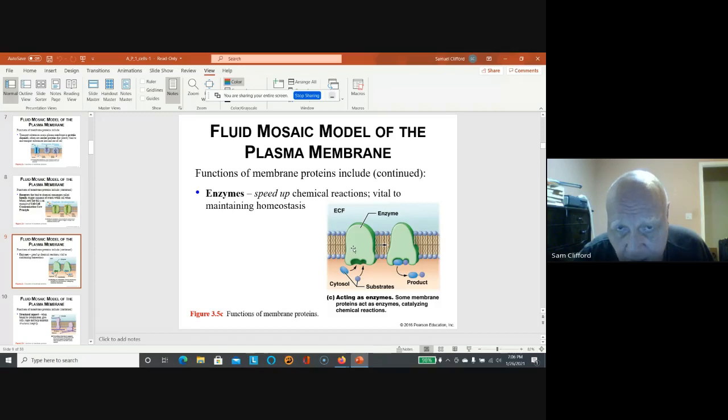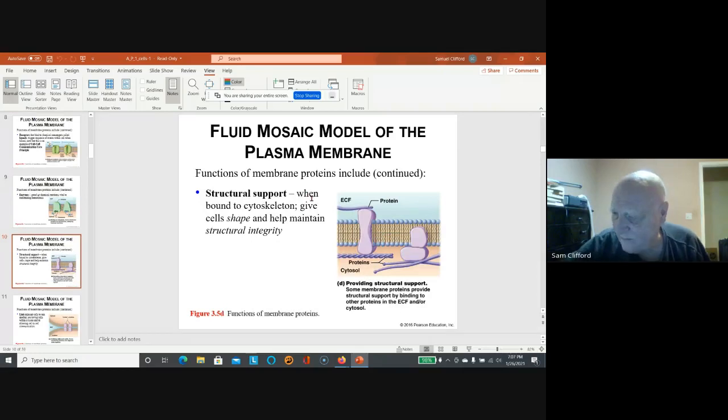Some proteins function as enzymes. They speed up chemical reactions without being used up themselves. Some proteins provide structural support. They're part of the cytoskeleton.